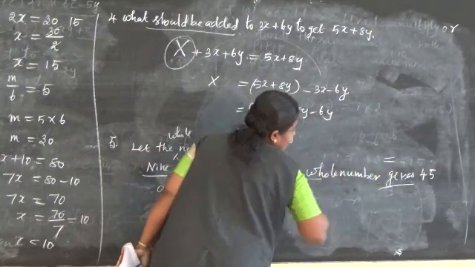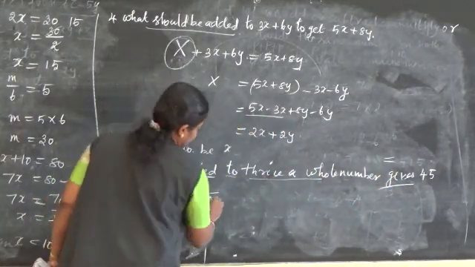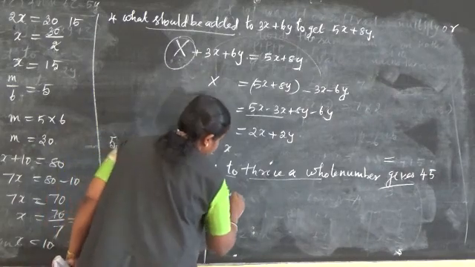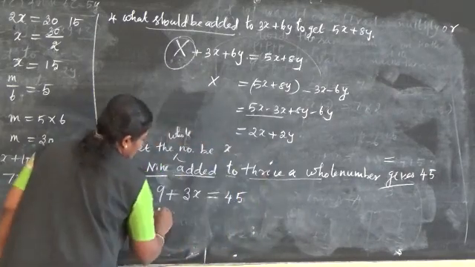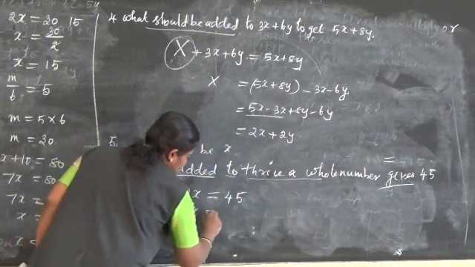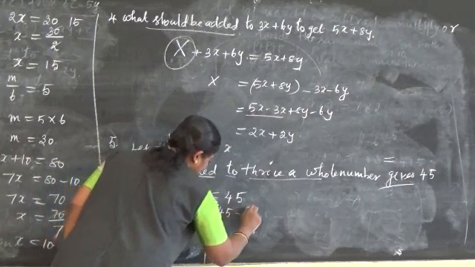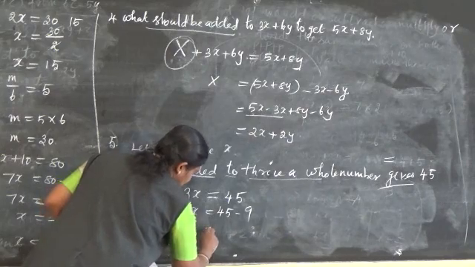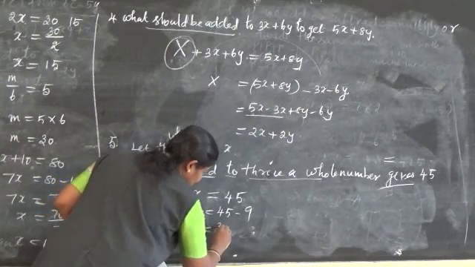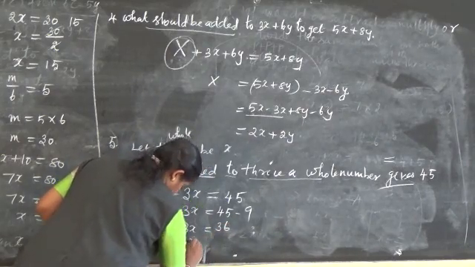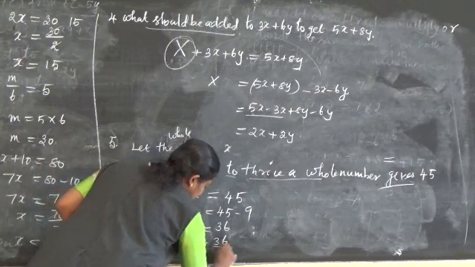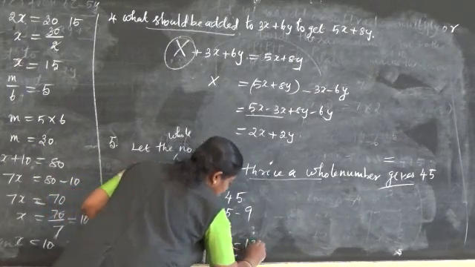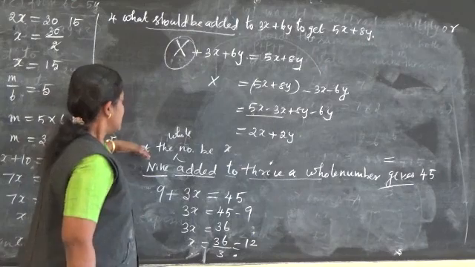Representing here equal sign, then 45. Now 3x equal to 45 minus 9, plus 9 goes on that side as minus 9. So 3x equal to 36. So x equal to 36 by 3. If you are dividing, 12 is the answer.